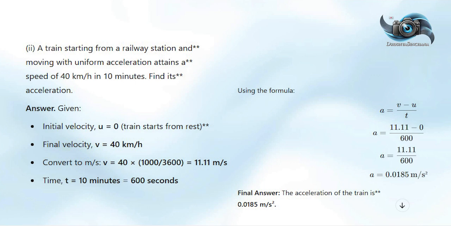Acceleration equals 11.11 minus 0 divided by 600. Acceleration equals 11.11 divided by 600. Acceleration equals 0.0185 meters per second squared. Final answer. The acceleration of the train is 0.0185 meters per second squared.